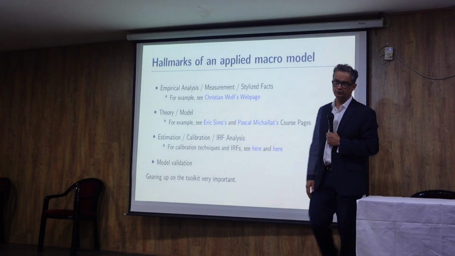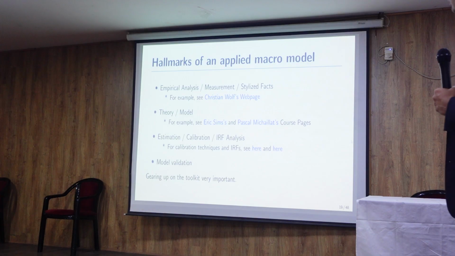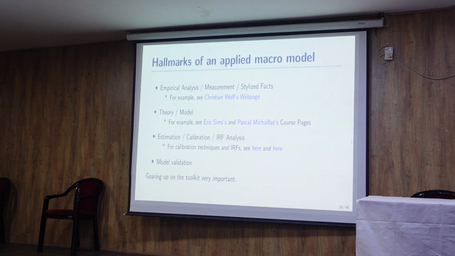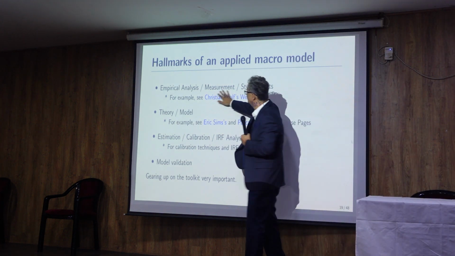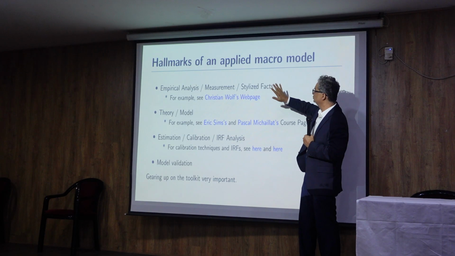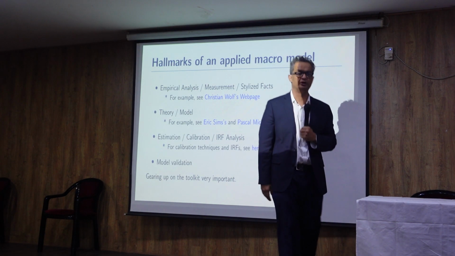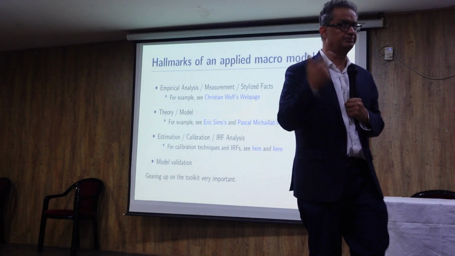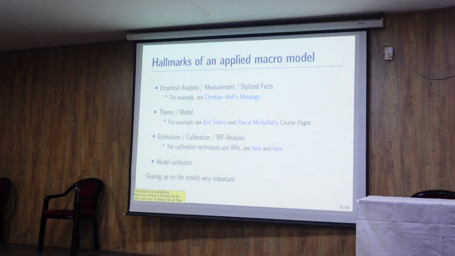Okay, next slide, please. So let's get to what the hallmarks of a good applied macro model are. There are 4 components to building a model. When you start off building a macro model and you have a research question, the first thing is you need empirical analysis, you need stylized facts, you need to understand measurement. If you are working on employment data, you should understand the PLFS, you should understand the consumer pyramids, household surveys, CPHS, you should understand ASUS.